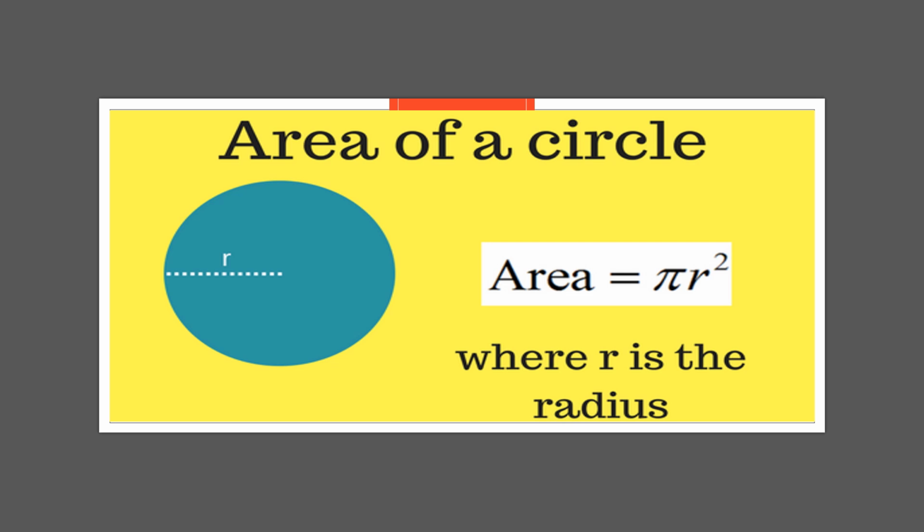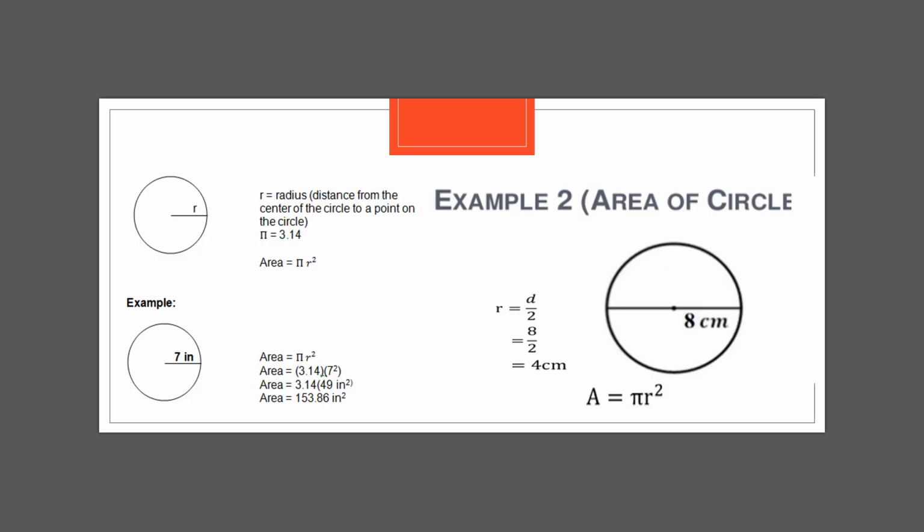Area of a circle. The formula is the area is equal to pi times your radius squared. So whatever your radius is, you have to square it and multiply it by pi to get the area. So let's recap. The radius is the distance from the center of the circle to a point on that circle. So from the center to any point on that circle is the radius. Pi is 3.14, or that's the calculation that we use for pi. And the formula for area is pi times the radius squared.